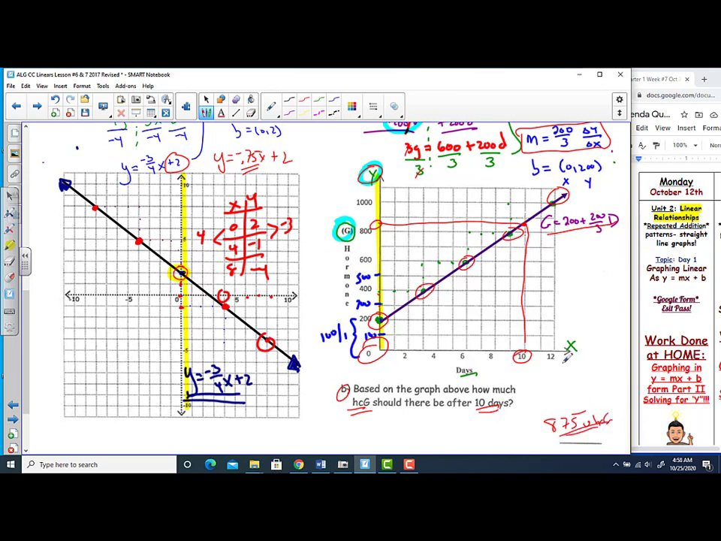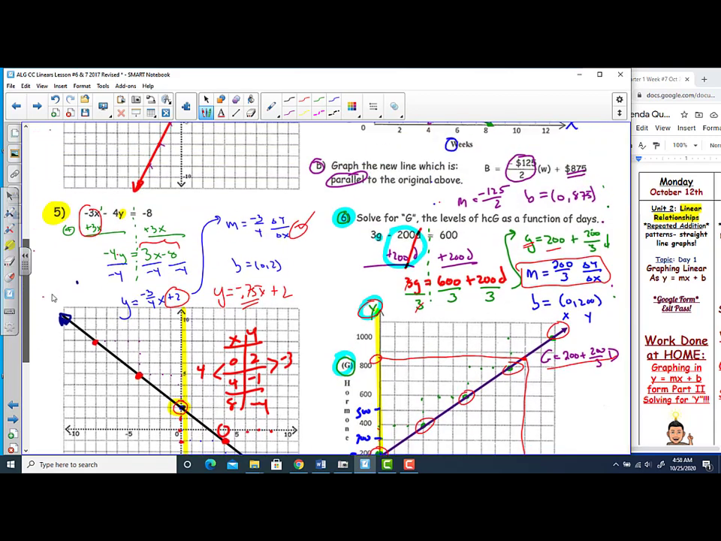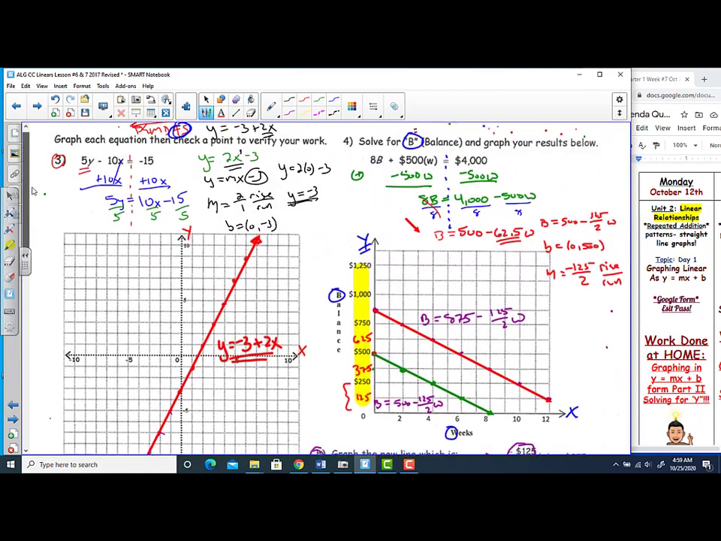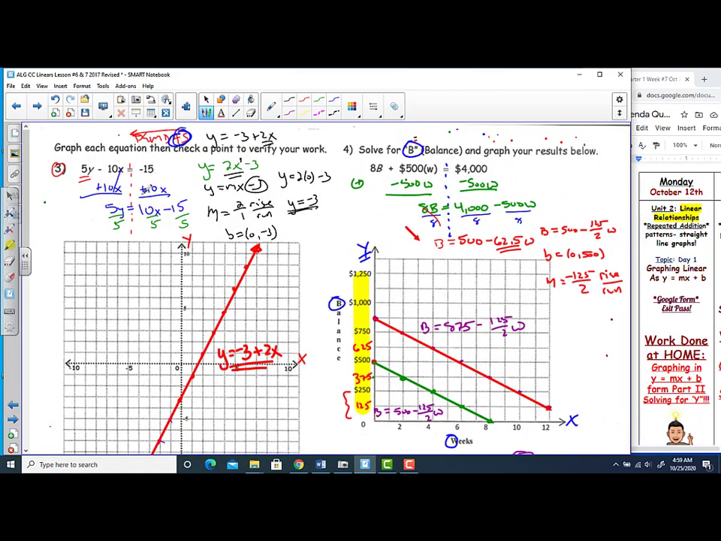Ladies and gentlemen, this was the lesson on graphing linear relationships in slope-intercept form when the original presentation of the relationship is not in slope-intercept form, when you actually have to solve for the y variable to better see what m and b are.